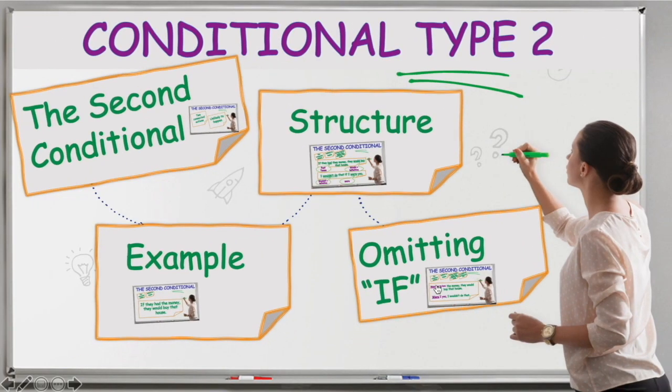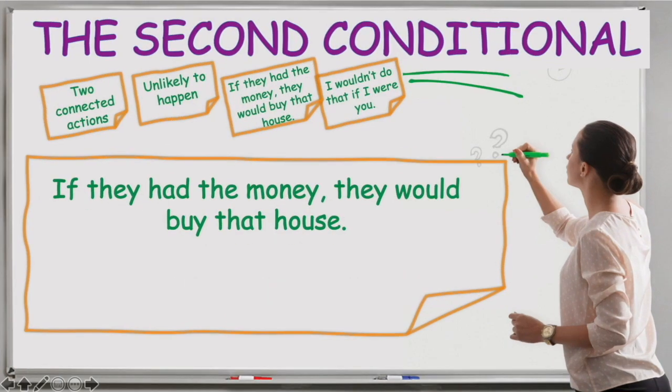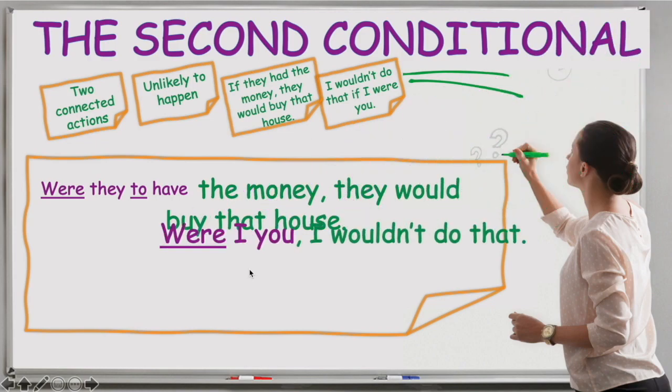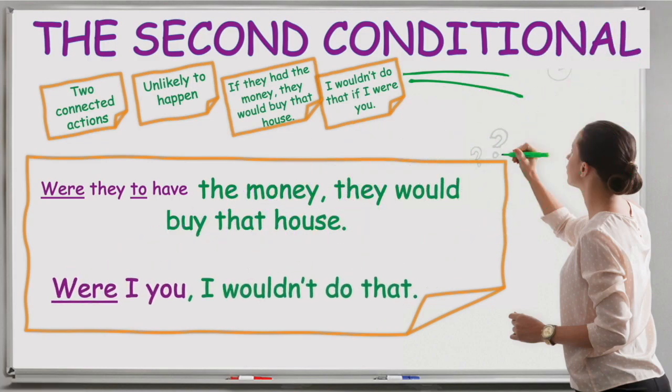Also, if you are preparing for a more advanced exam or you want to sound fancier, you would like to consider replacing if with a more complex structure, such as, were they to have the money, they would buy that house. Or a rephrasal for the other example, were I you, I wouldn't do that. So you would start with this were and then invert the order of the words.